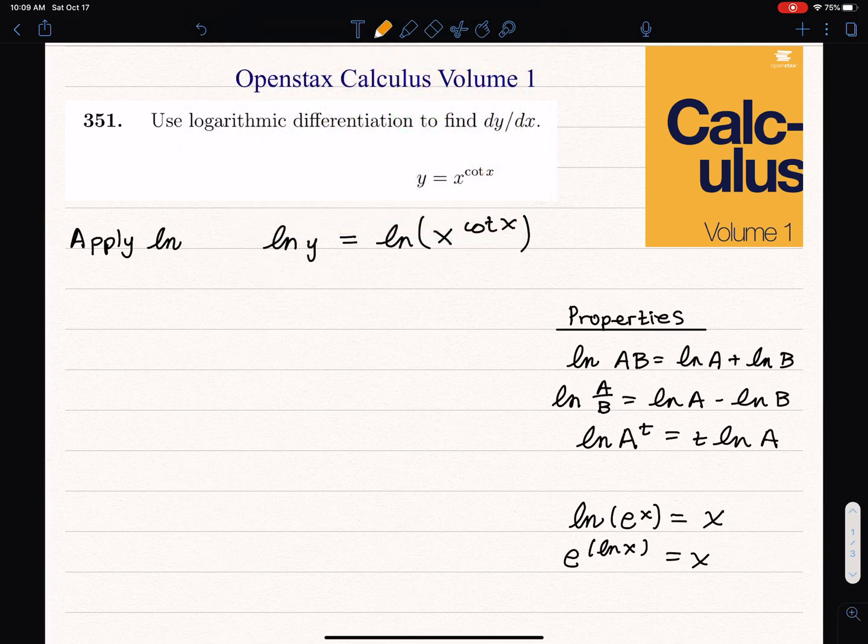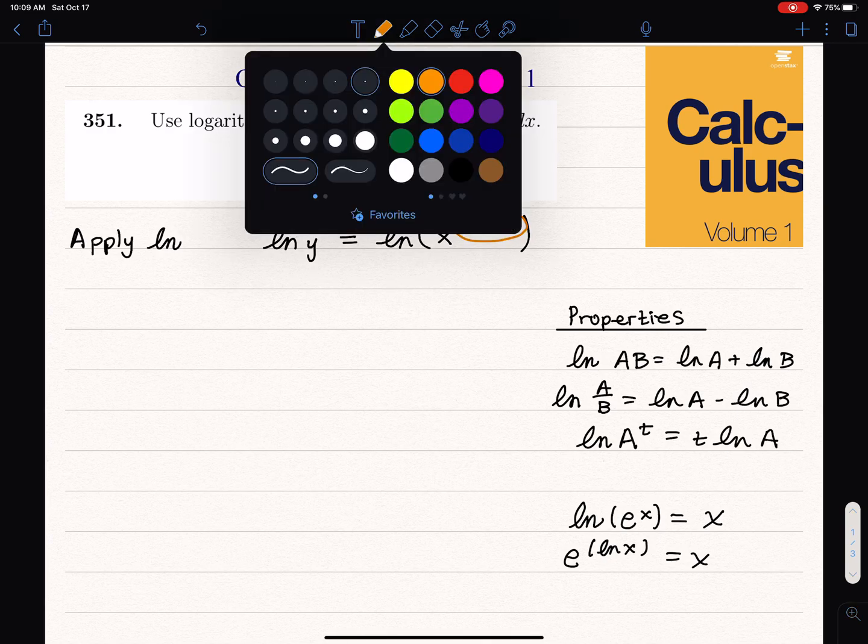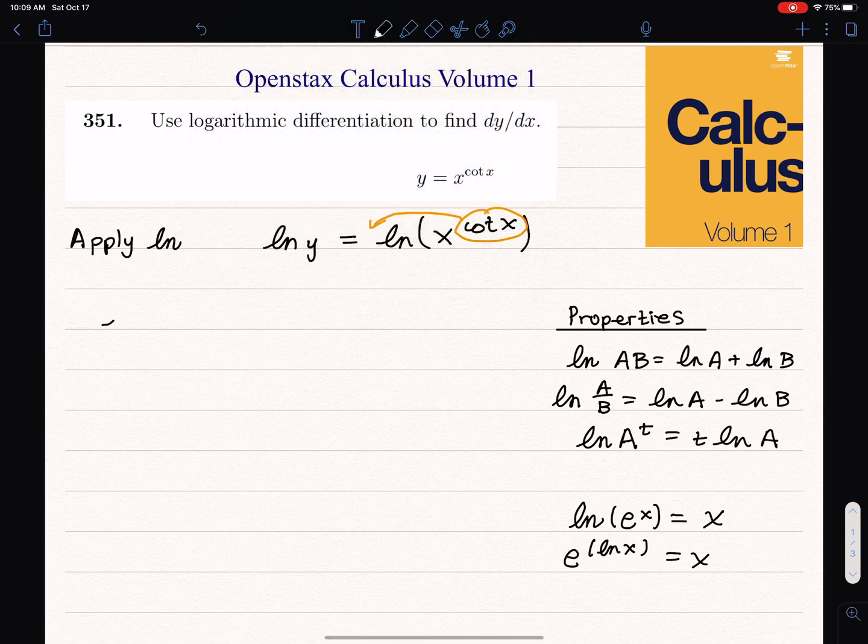I have x raised to the cotangent x power. I'm going to bring that to the front here. So that step would be maybe called expand. I'm going to expand. So I'll have ln y equals cotangent x times ln x, because I brought the cotangent x to the front.